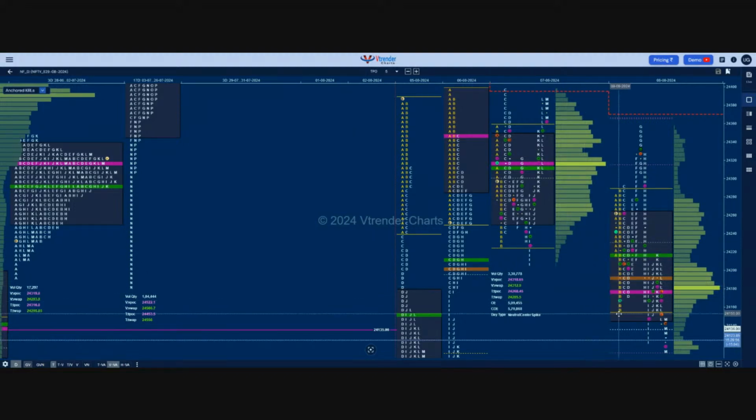So then what we have done is we went on to probe higher, and then this G period we made these new highs, and you can see how the new highs stalled right at this IBH level.